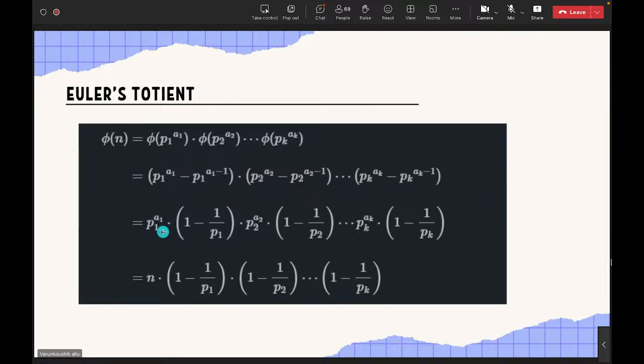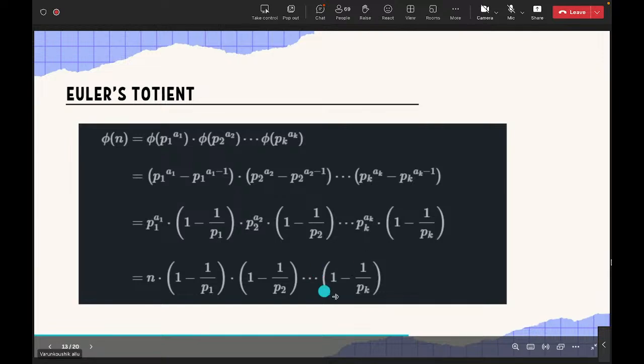Then take p1 to the power of a1 common everywhere. We know that n equals p1 power a1 into p2 power a2 and so on until pk power ak. All of the terms which we took common we take to the front, and that product becomes n into 1 minus 1 by p1 into 1 minus 1 by p2 and so on until 1 minus 1 by pk. This is the mathematical formula which I was talking about for phi of n.